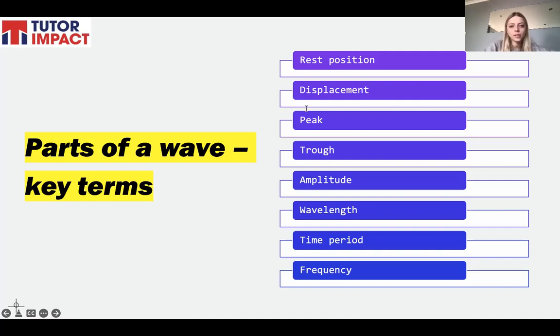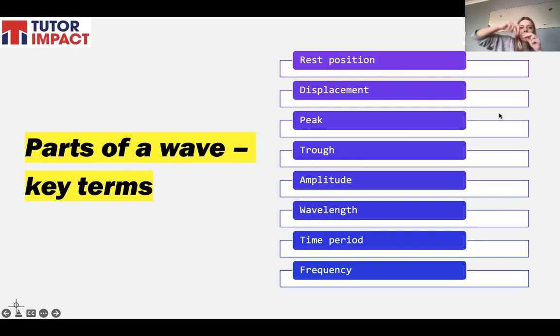Moving on to the second definition, we have displacement. Displacement is the distance that a certain point in the medium has moved from its rest position. So if it starts here in the middle and moves to here, the distance between these two points is the displacement.